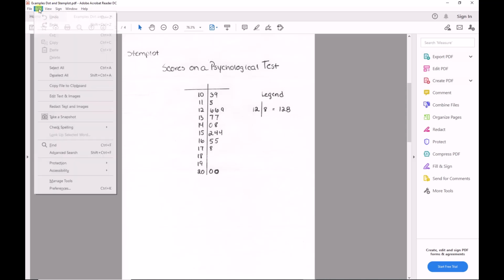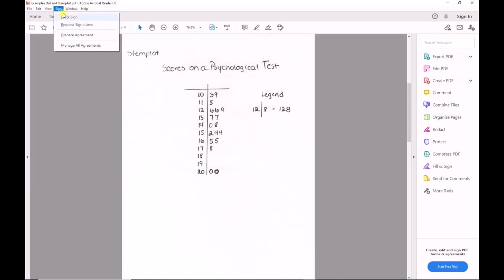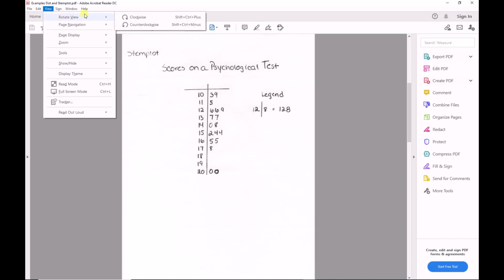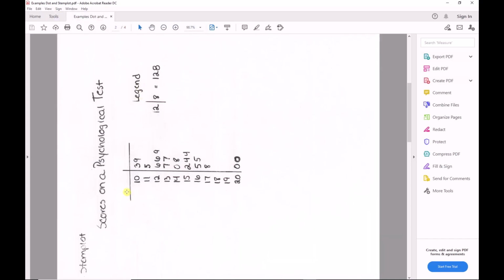Okay, so let's rotate the view and let's go counterclockwise. And now you can read it. It's a little skewed to the right, and the reason that you have these two values here, these are outliers, more or less, or at least there's a gap here. So if you have that, these are extreme values, that means you've got a skew to the right hand.